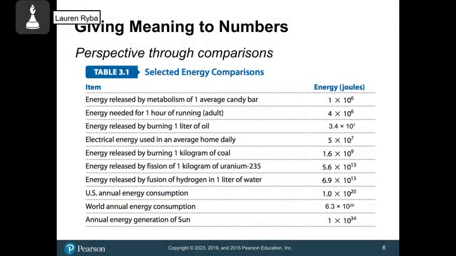The following is a table for energy that is used by all sorts of different things. So, eating a candy bar, running, up to how much energy is consumed in the world or the sun. We're going to use these values to compare and figure out how much larger one is from the other.